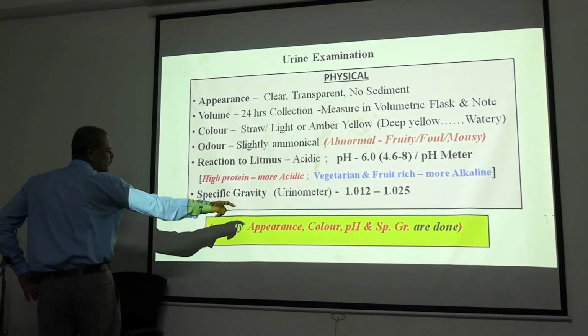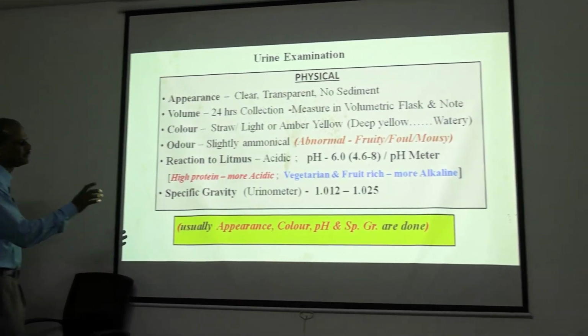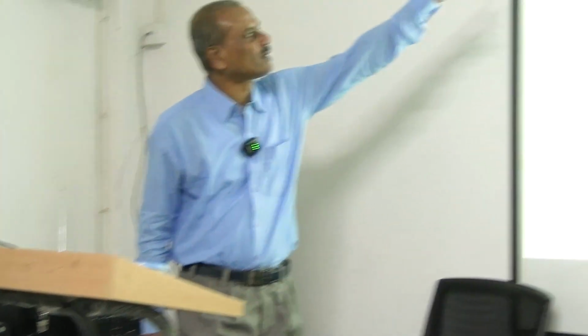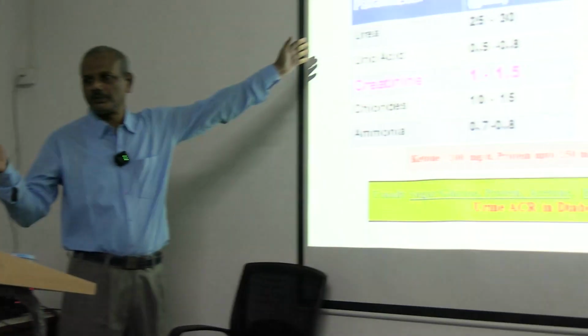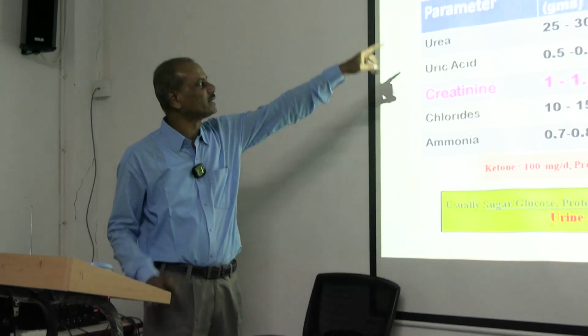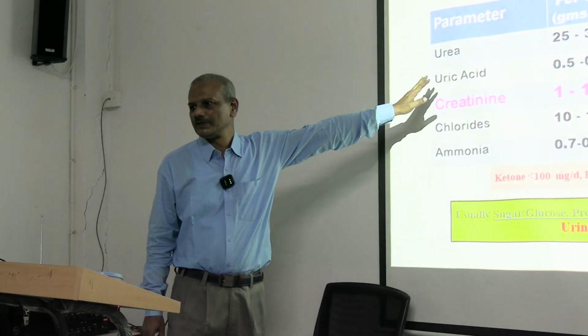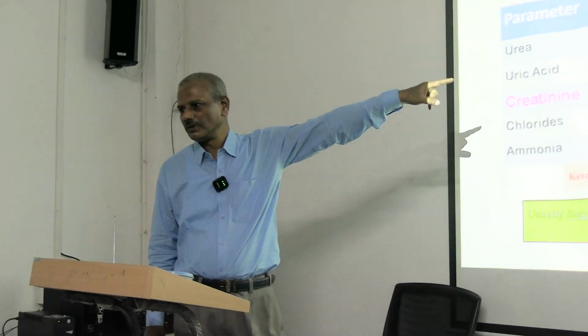So usually, out of all these, these 4 parameters are noted: appearance, color, pH and specific gravity. These are of clinical significance. Now the chemical composition, which I was telling you. Urine is basically 90 to 95% water, with solids. Whatever I told you repeatedly, urea is present in the maximum concentration. This is 25 to 30 mg.